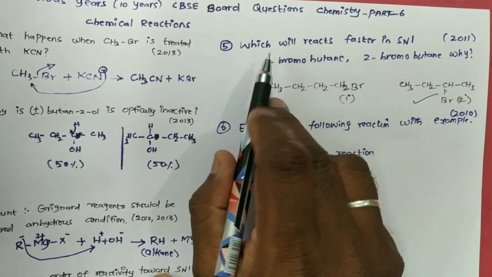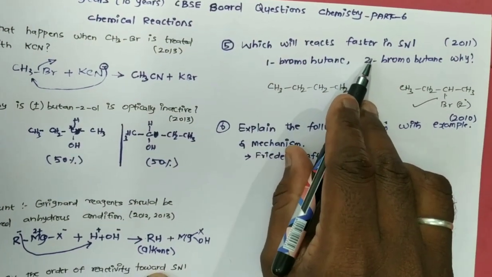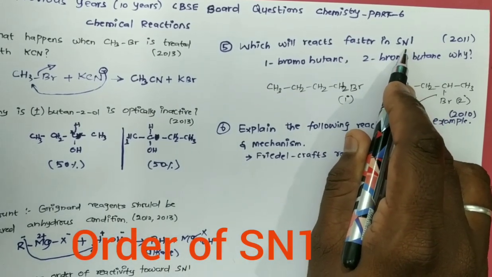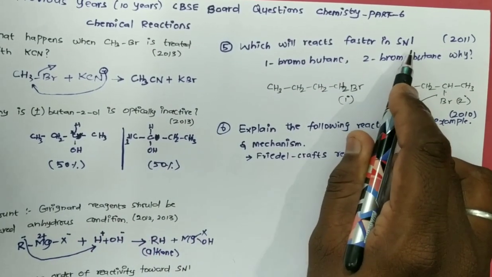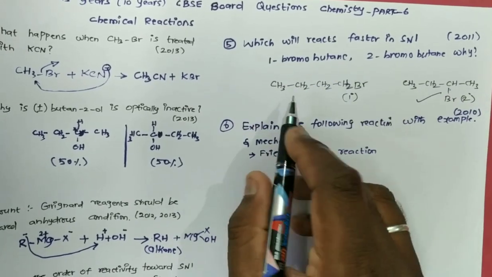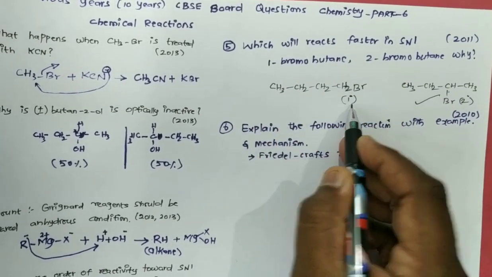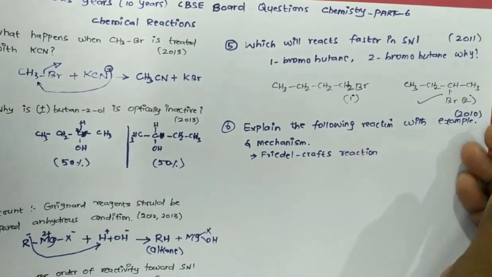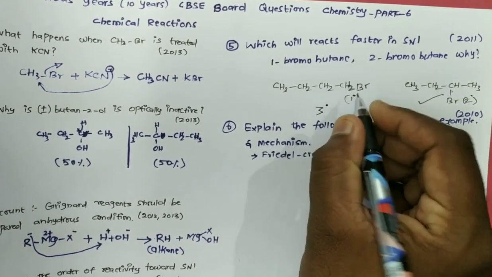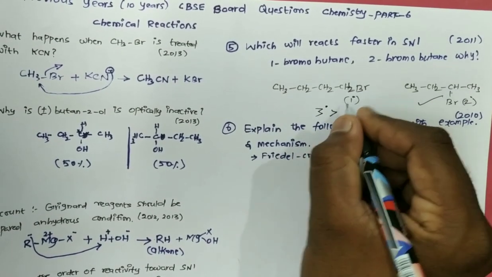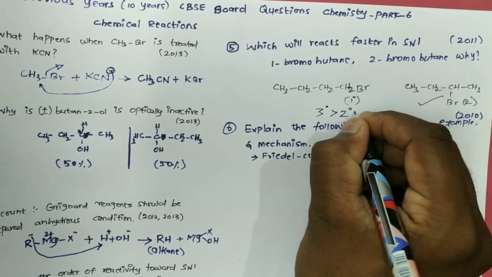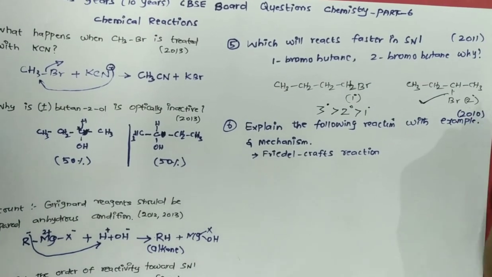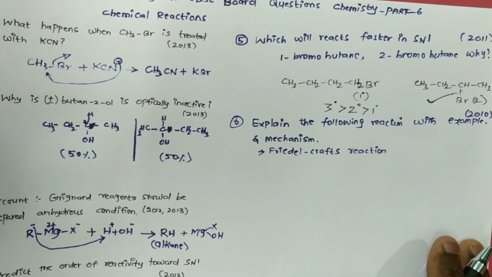And next question, which will react faster in SN1? As we know that SN1 depends on the stability of carbocation. Here I have written the structure of 1-bromobutane, and here it is 2-bromobutane. So here it is 1 degree, and it is 2 degree. As per the stability order, 3 degree will be fastest in SN1, then 2 degree, and then 1 degree. According to that, this 2 degree will react faster in SN1.